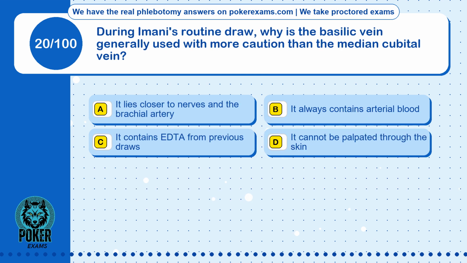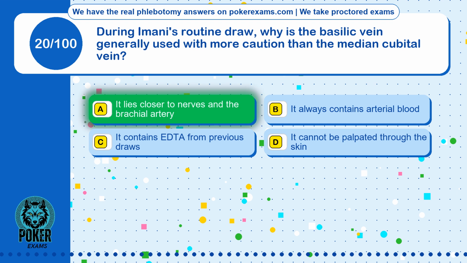Question 20. During Imani's routine draw, why is the basilic vein generally used with more caution than the median cubital vein? Option A. It lies closer to nerves and the brachial artery. Option B. It always contains arterial blood. Option C. It contains EDTA from previous draws. Option D. It cannot be palpated through the skin.